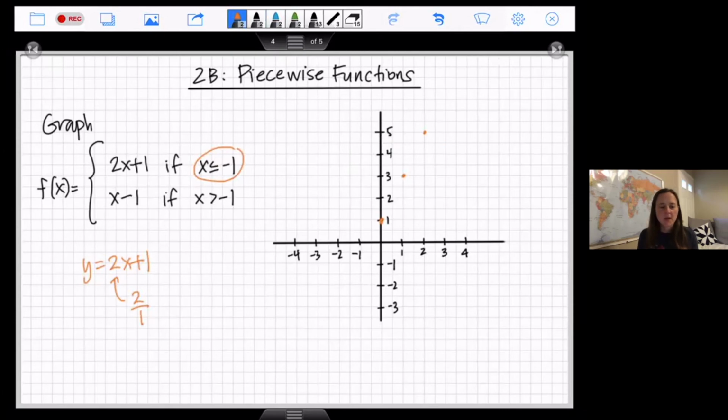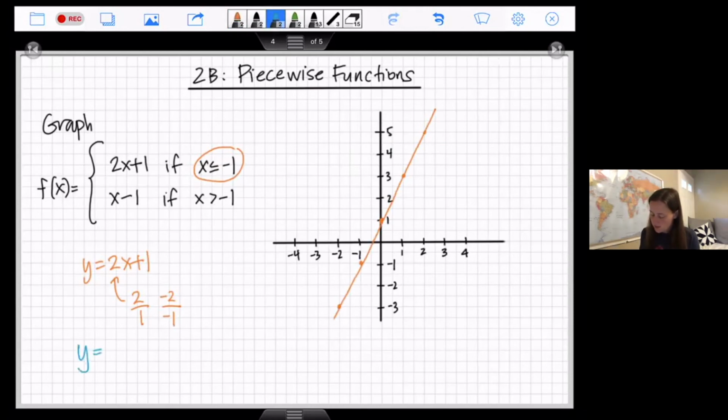So remember that 2 over 1 for a slope, I could think of that as -2 over -1. That would still give me a positive slope. So I'm going to go down 2 and to the left 1, down 2 and to the left 1. And then fill in the line. And then let's graph our blue graph.